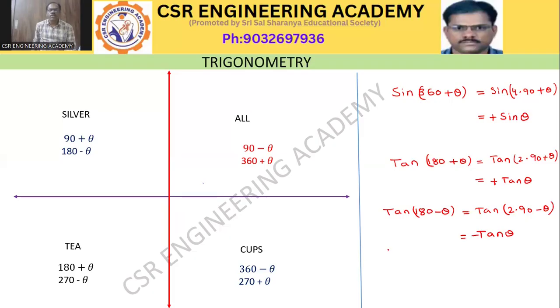Now take sine 270 minus theta is equal to sine 3 into 90 minus theta, which is equal to, here your multiple of 90 is 3, that is an odd number. For an odd number, sine changes to cos, that is cos theta. In the third quadrant, sine is minus. So sine 270 minus theta is equal to minus cos theta.